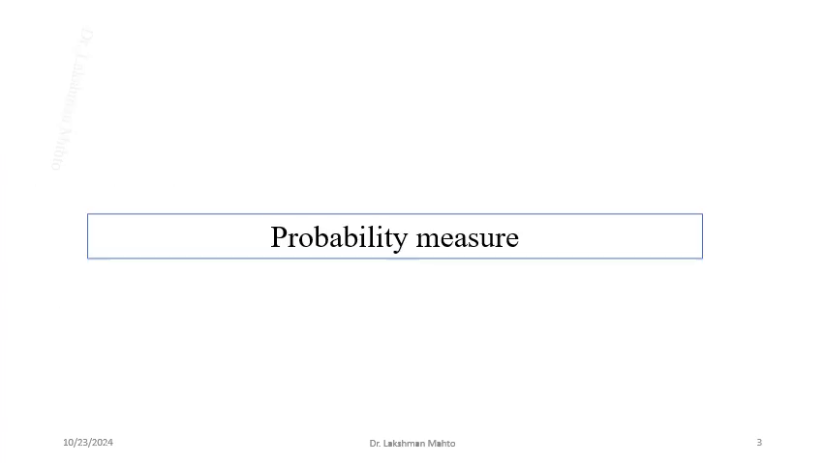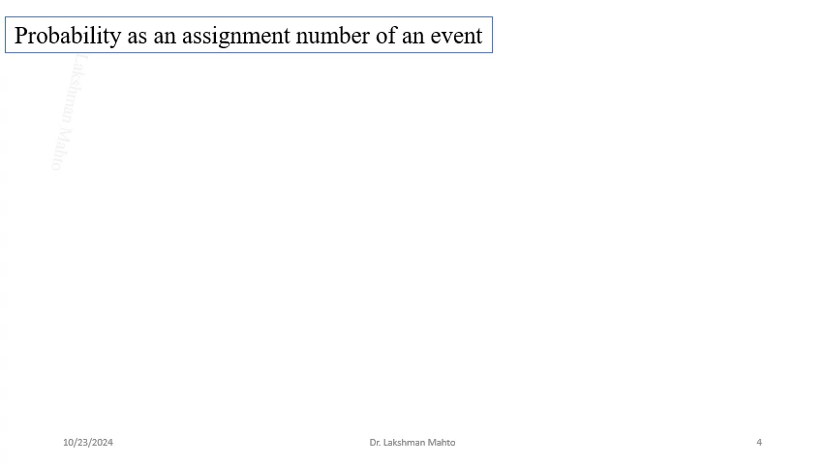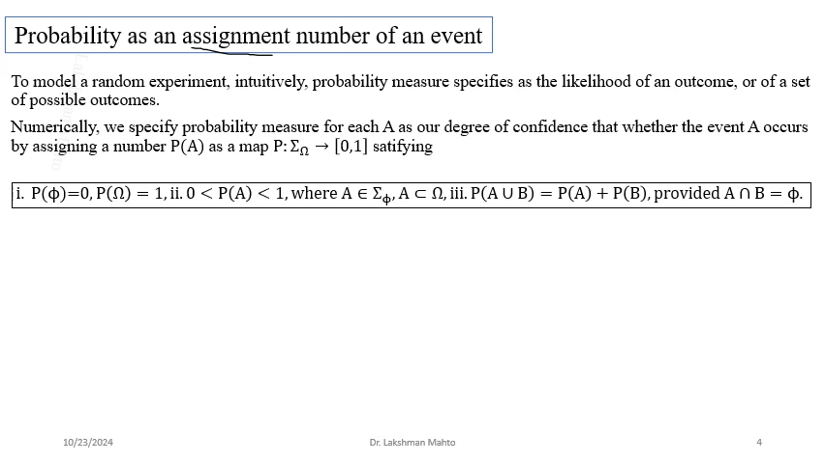Now, once you have a better understanding of sample space and event, we talk about probability measure. It happens to be a number; you are assigning a number to an event of interest. So how are we assigning that? In order to model a random experiment in an intuitive way, the probability measure specifies the likelihood of occurrence of an event, or of a set, which occurs through the possible outcomes in the set satisfying some criteria, and hence we get an event. Measure means numeric: you attach a numeric thing.